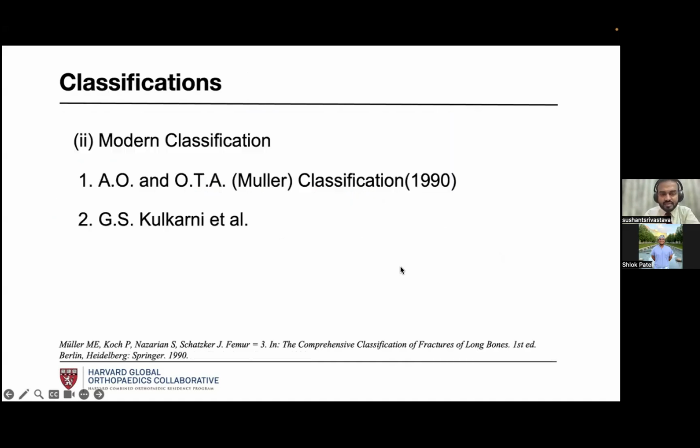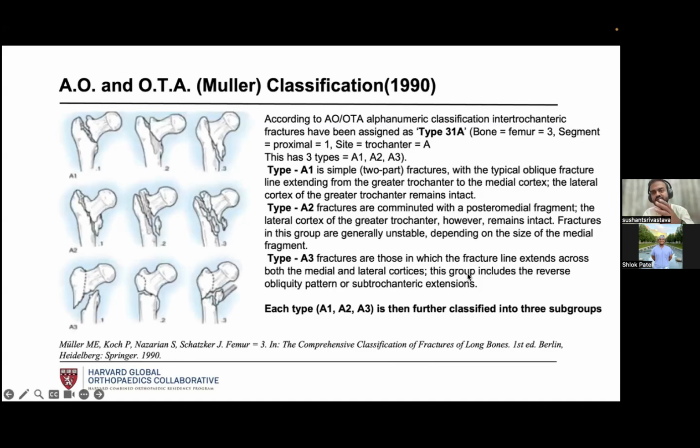Now the modern classification, that is the AO or the Muller classification, and the G.S. Kulkarni et al. classification in 2007. So this is the AO classification, which is widely used all around the world. Just to run through this, we all know it's type 31-A.